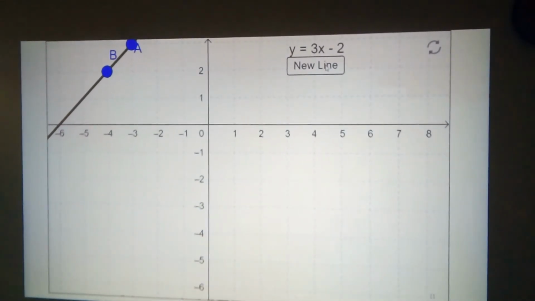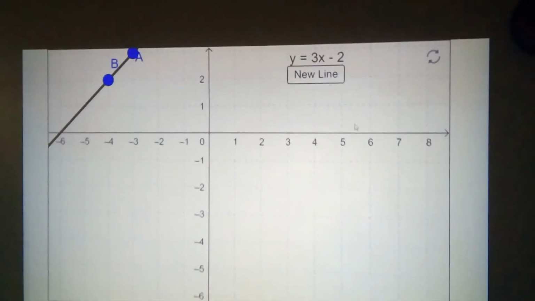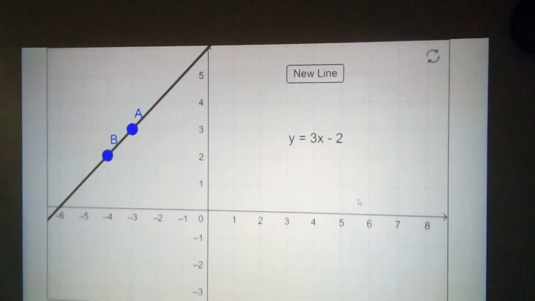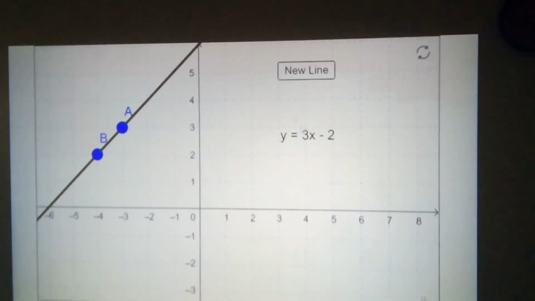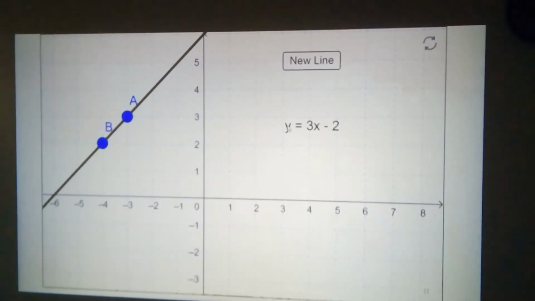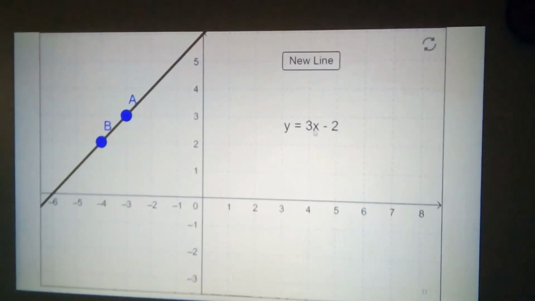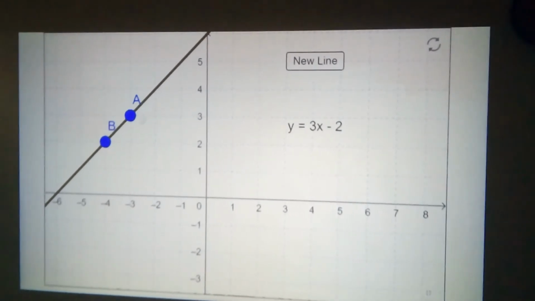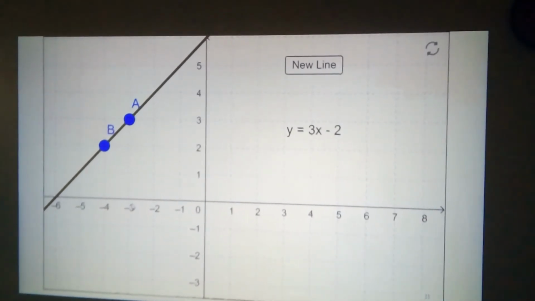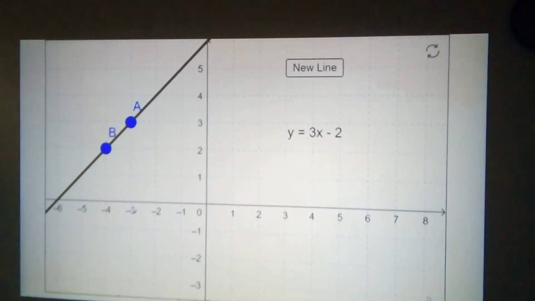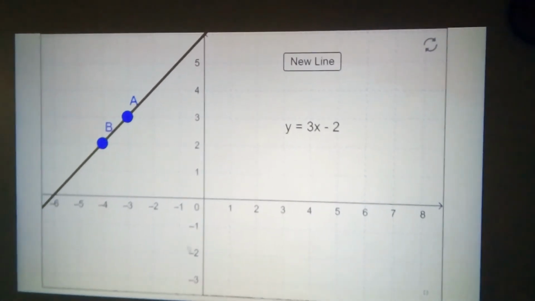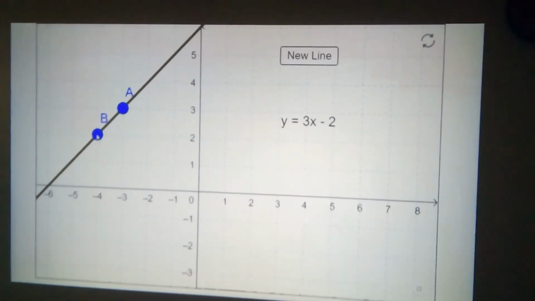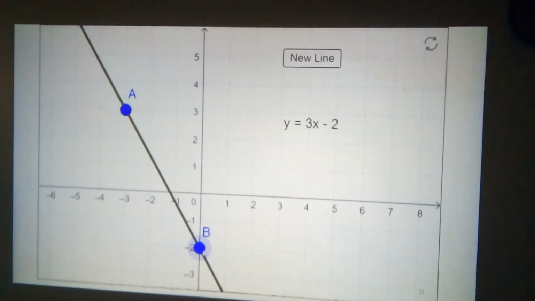Now this time, just bring this back down. So this time the equation of the line is y equals 3x minus 2. Now this line intercepts the y-axis at -2, which is this point here. So any one of the points, put it at -2.